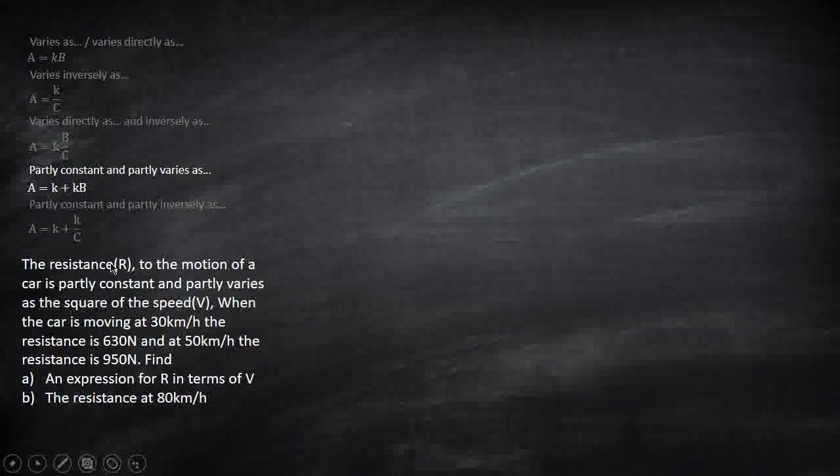Question: The resistance R to the motion of a car is partly constant and partly varies as the square of the speed v. So R is partly constant and partly varies as the square of the speed.